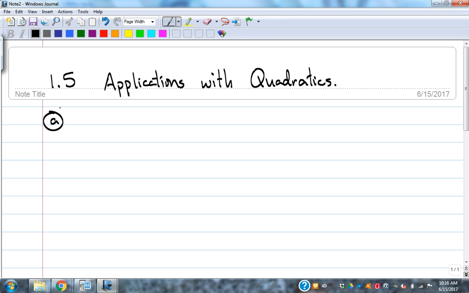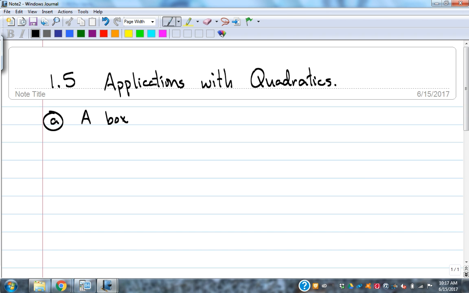So some short word problems is what I'm after here, and most of them are related to some geometry formulas that you should be familiar with, and if you're not, we'll get you familiar with them. They're easy. Okay, so let's start with this one.